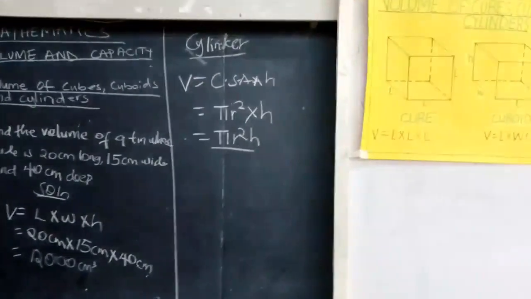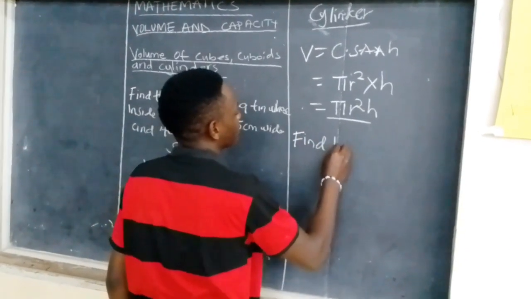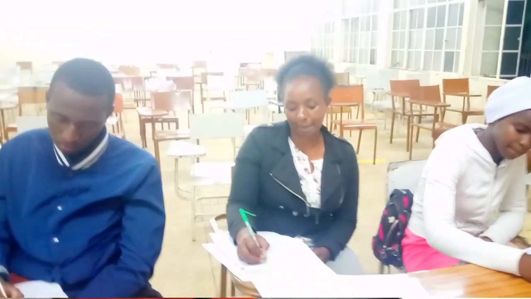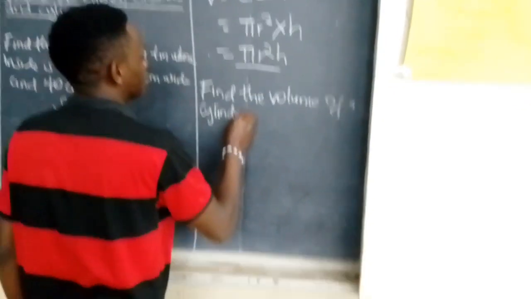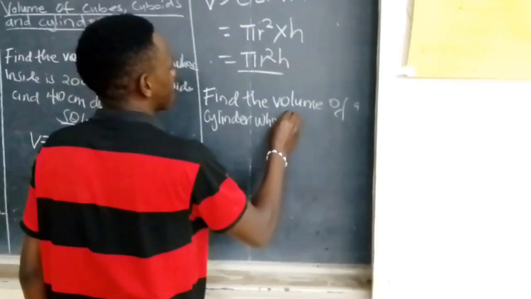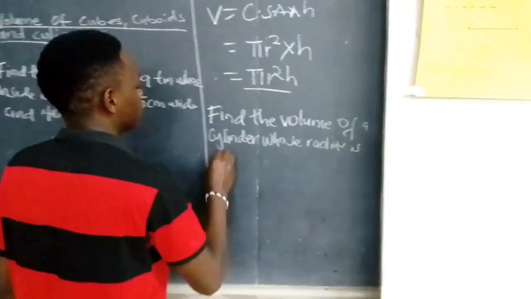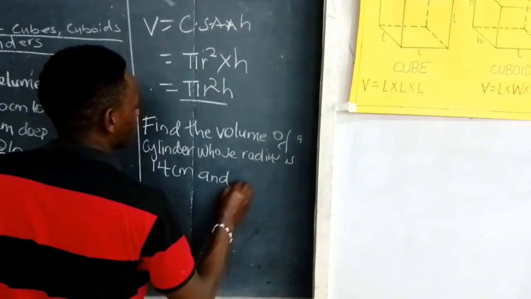Now let's do an example to visualize the formula. Find the volume of a cylinder whose radius is 14 centimeters and a height of 27 centimeters.